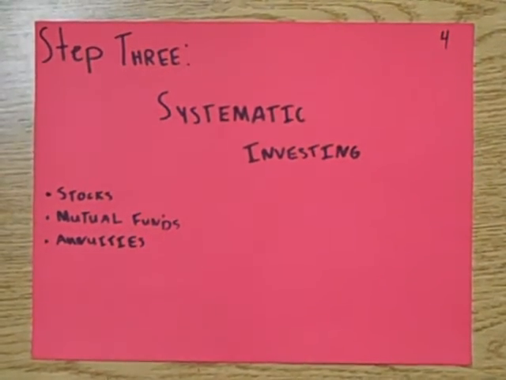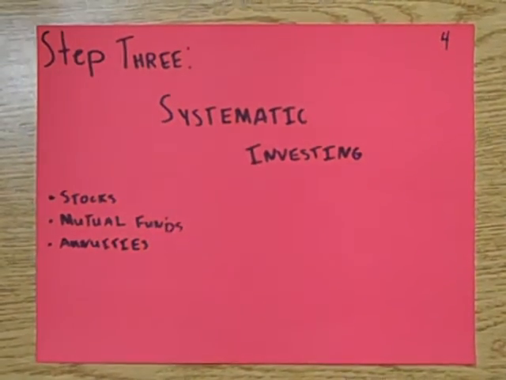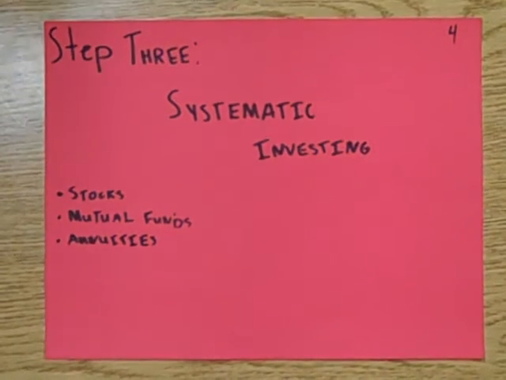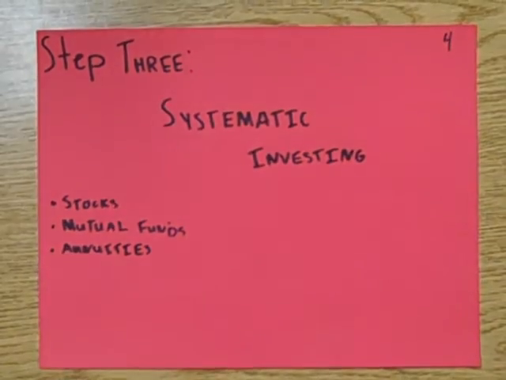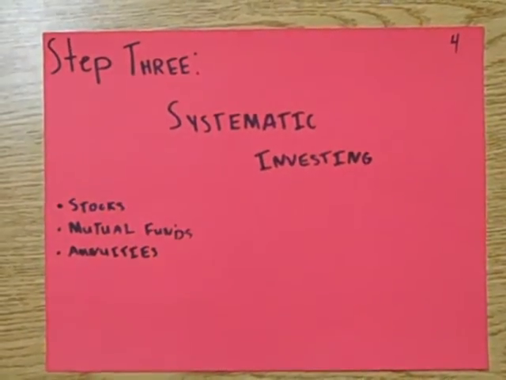This is the third step in investing. Most people set aside money each month towards stocks, mutual funds, or annuities, and gain money over time, which is systematic investing, and this includes stocks, mutual funds, and annuities.